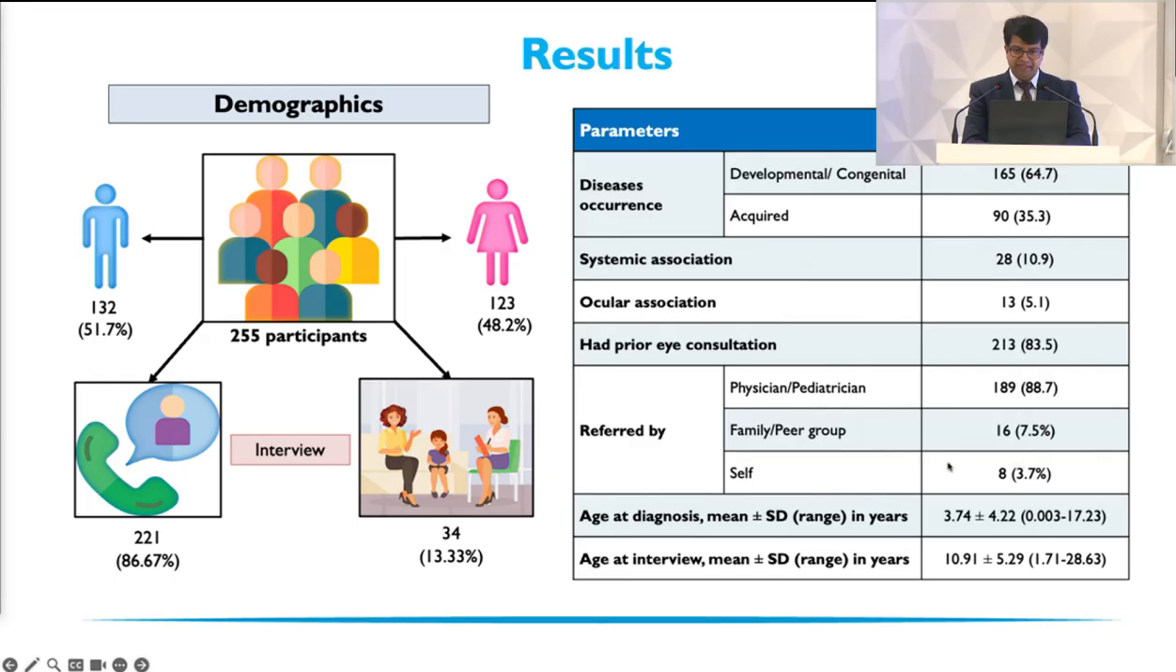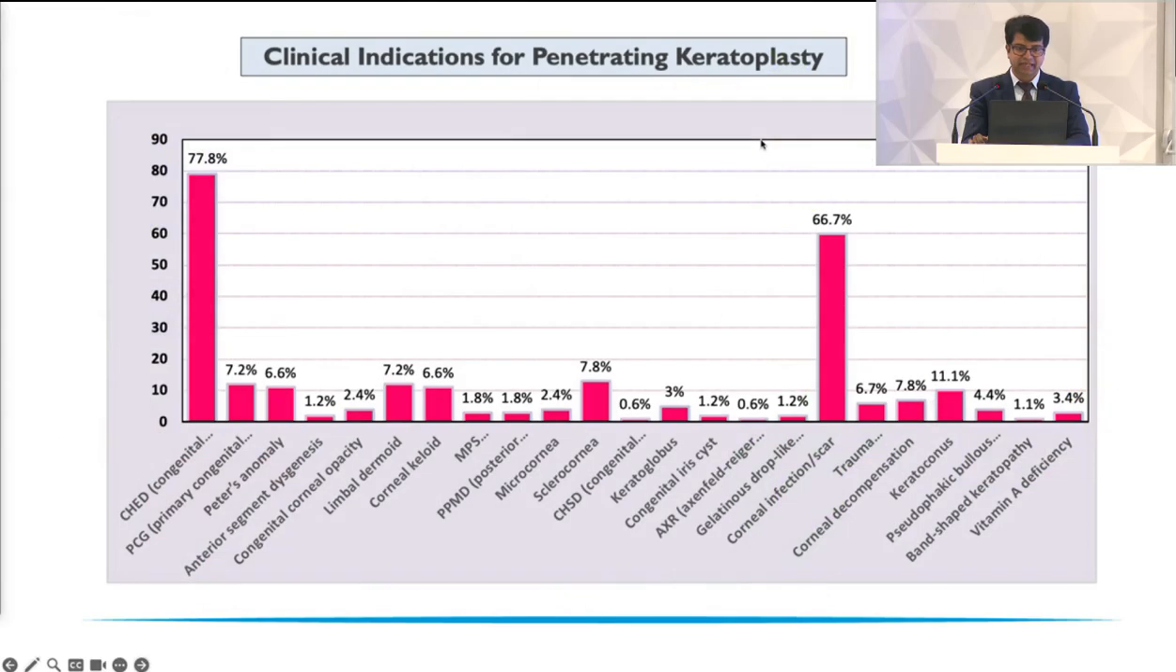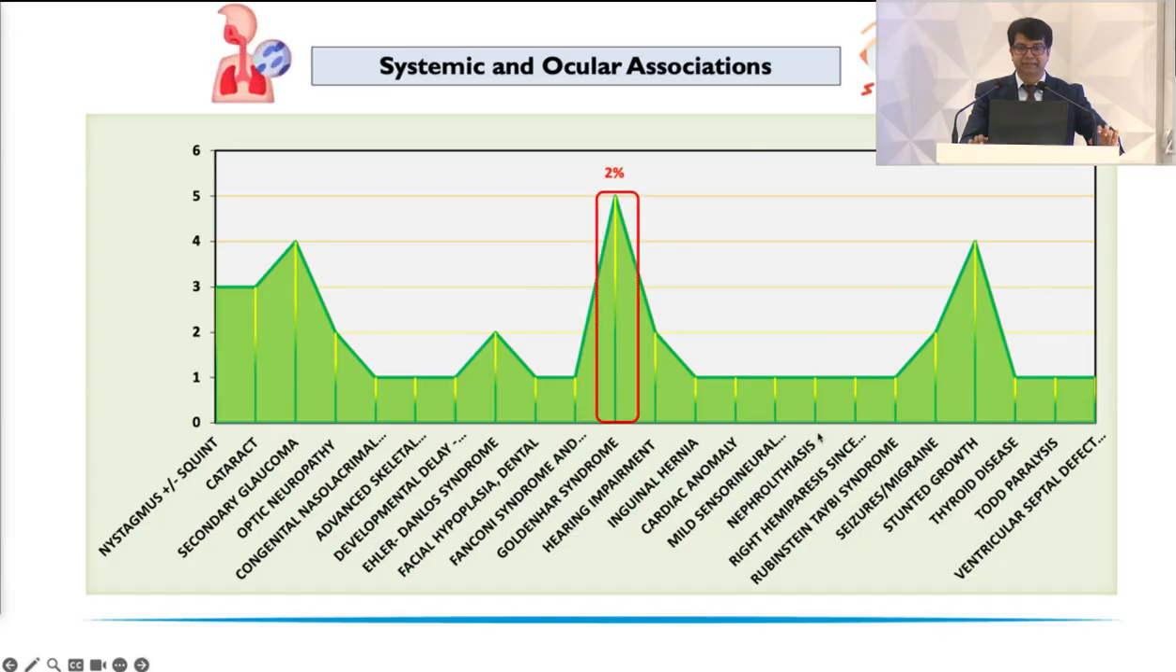When they presented, the average age was around 4 years, and at the time of interview 10 years. If you look at the geographic distribution, they are mostly from southern India, then the western part, and also some from the northeastern part. Wherever parental consanguinity is much higher, congenital abnormalities are much more common, and elsewhere, particularly in the Bimari states, you have acquired conditions, right from keratomalacia, trauma, injury, and so on and so forth.